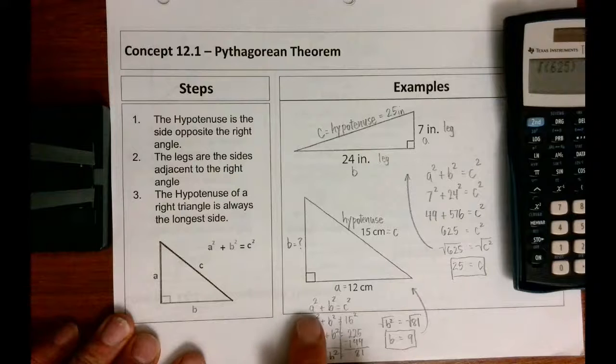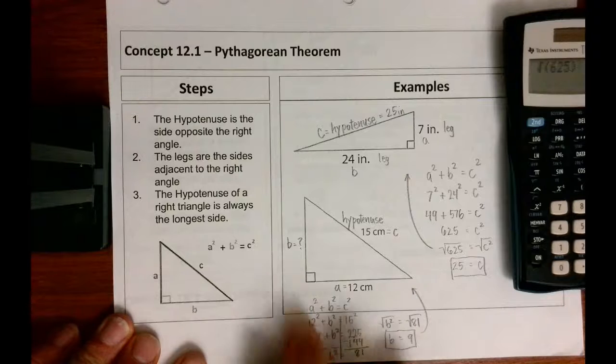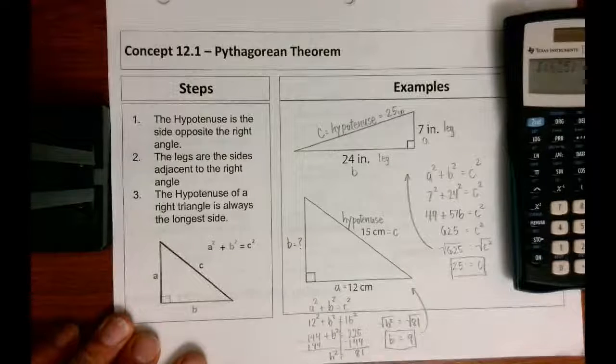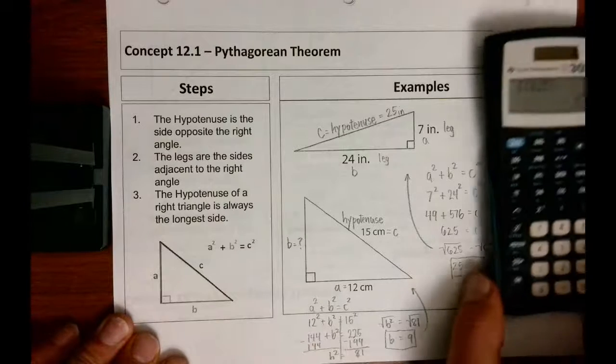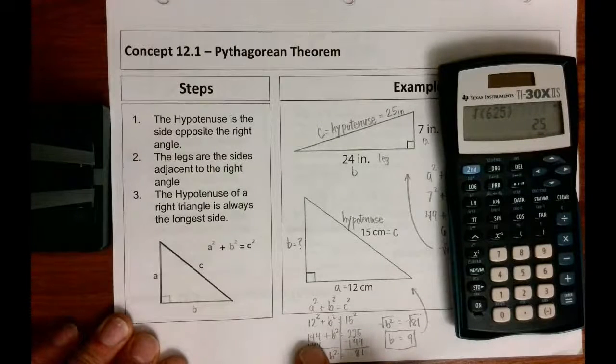So again, I write out my equation, and I identified one of my legs as A, 12 squared. I don't know what B is, but 12 squared plus B squared equals 15 squared. And then I just type all those values in my calculator, and I find 12 squared is 144. I still don't know what B is, so I just bring that down. And 15 squared is 225.